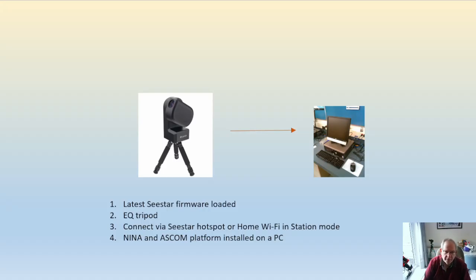If you've got a Seestar, then you can connect that to Nina. In order to do so, you need four things. You need the latest Seestar firmware loaded. It needs to be in equatorial mode, so you need a tripod that's got a tilting head. You need to connect the Seestar either using its own hotspot or change to station mode when you can use your home Wi-Fi. And finally, you need on your PC Nina and the ASCOM platform installed.